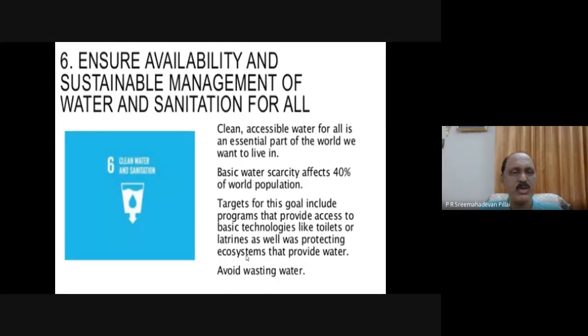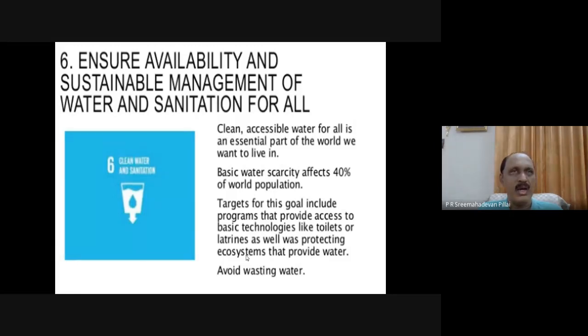Ensure availability and sustainable management of water and sanitation for all. I told that more than 100 crores of people don't have water. More than 40% of the population in the world do not have good water. Water scarcity is there. So drinking water scarcity is there, and quality water scarcity is there.